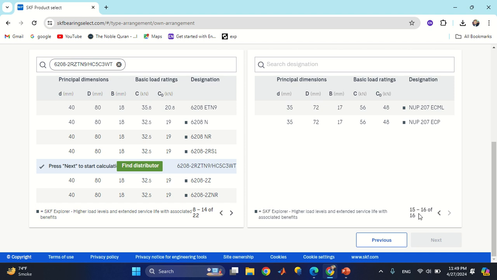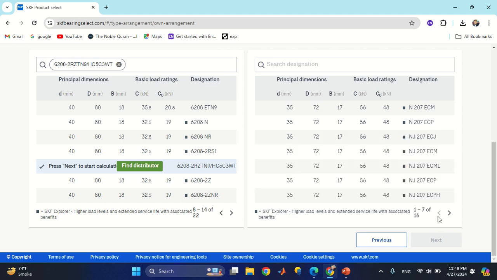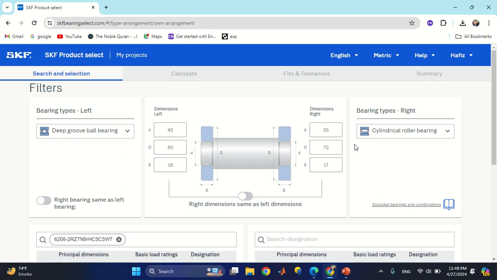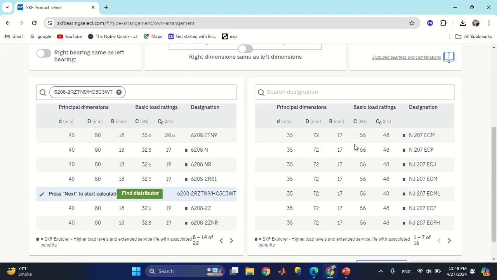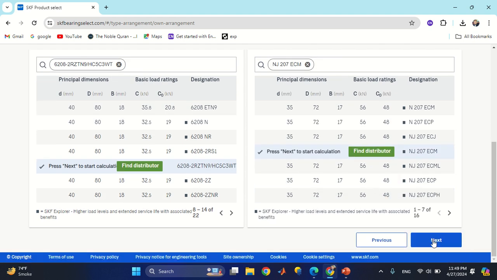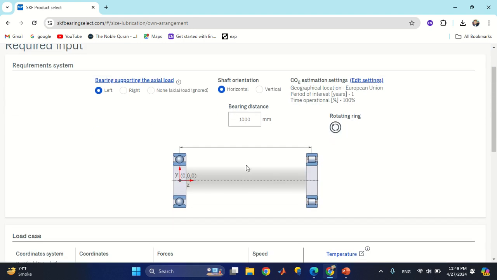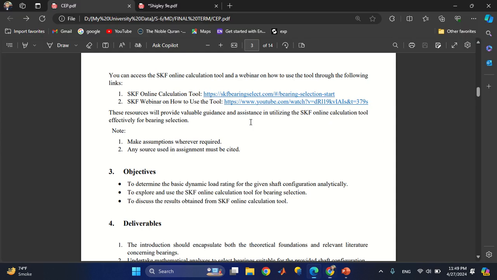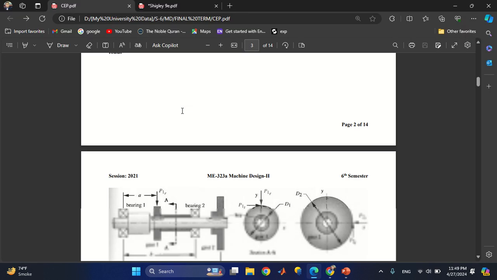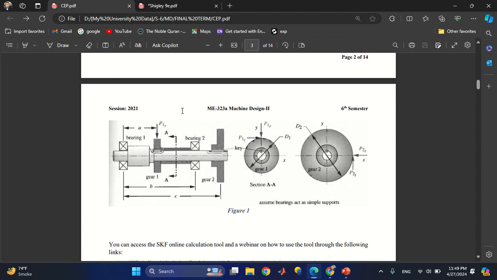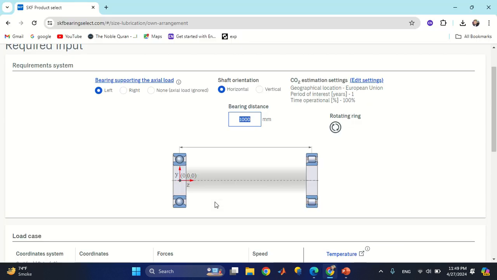I'm having trouble selecting my catalog because it is not available in this catalog. I think I have to select some random one. Okay, so next. Here it is. This is the distance between the two bearings, which is basically C. In my case, C was 440.